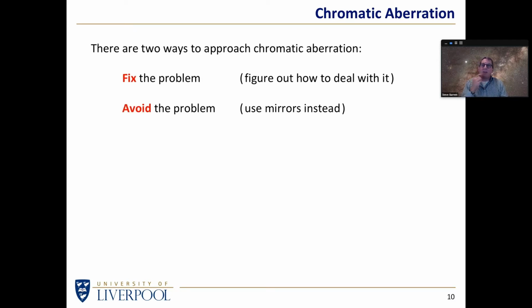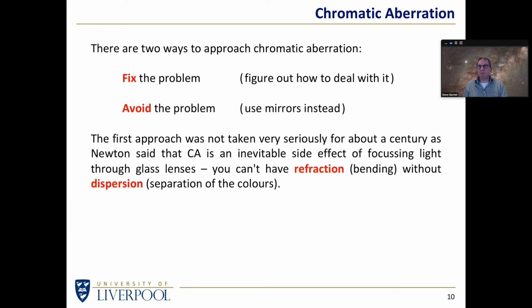So how do we deal with this? Well, there are two ways to approach the problem of chromatic aberration. One, you fix the problem, i.e. you figure out how to deal with it. Or secondly, you avoid the problem. You just use something else. You don't use lenses. The first approach of fixing the problem with chromatic aberration was not taken too seriously, basically because Newton said that CA, chromatic aberration, is inevitable. It's a side effect of what happens when light travels through glass. You can't have the bending of light without the separation of the colours.